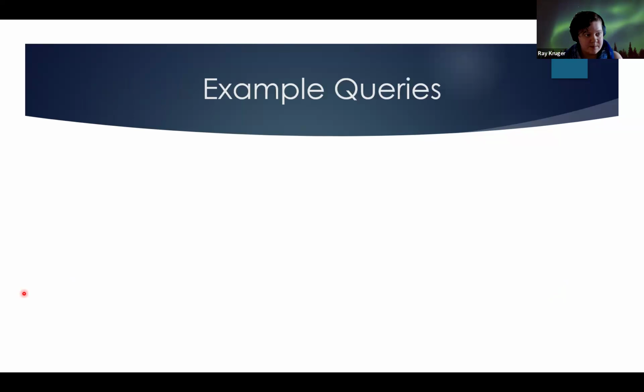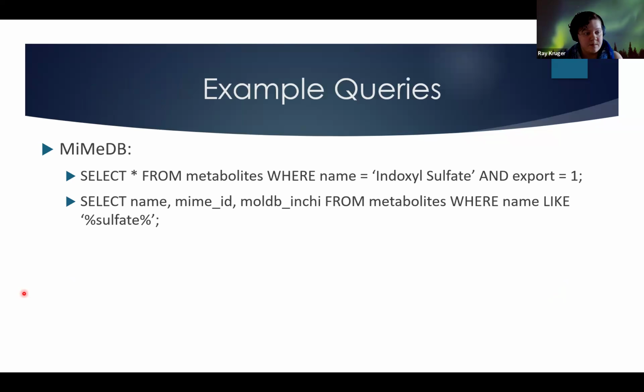So here are some example queries. From MiMeDB, you can select all from metabolites where the name is indoxyl sulfate and export equals 1. This will return a specific, just indoxyl sulfate. But if you want, say, just 3 columns and you want a few more values, you will select from these where it's like sulfate, and that will return every metabolite in MiMeDB that has sulfate somewhere in its name.